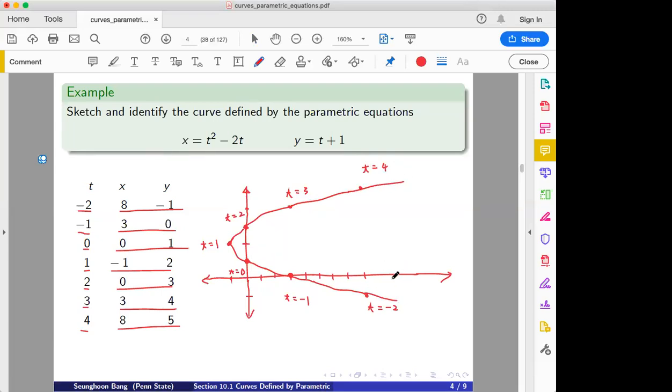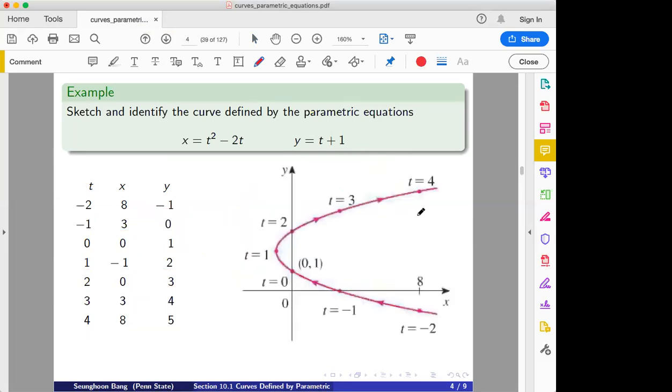One more thing, we can show the direction. The t values are negative 2, negative 1, 0, 1, 2, 3, 4. What's the direction? This is the direction. This is the arrow direction, the direction of the curve. So this is the idea for sketching the graph. So we have it like this.